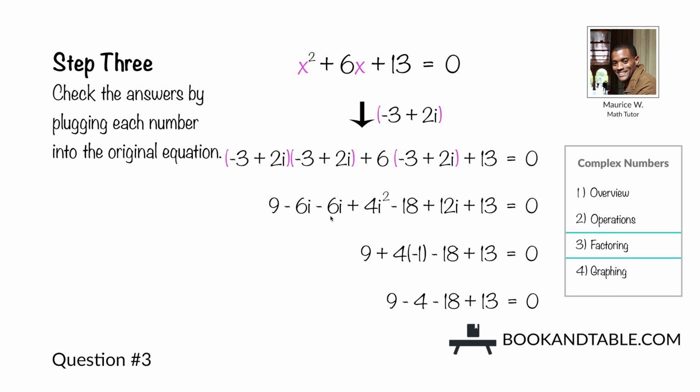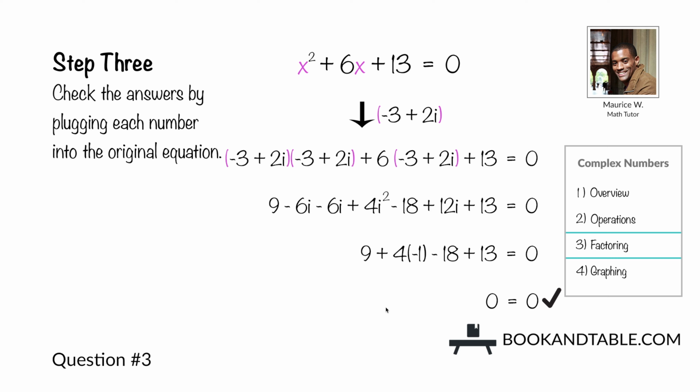Negative 6i minus 6i is negative 12i. Plus 12i, so those cancel each other out, leaving us with 9 plus 4 times negative 1 minus 18 plus 13 is equal to 0. 4 times negative 1 is negative 4. 9 minus 4 is equal to 5. 5 minus 18 is equal to negative 13. And negative 13 plus 13 is equal to 0. So this shows that x also equals negative 3 plus 2i. So the answer to question number 3 is x is equal to negative 3 plus or minus 2i.